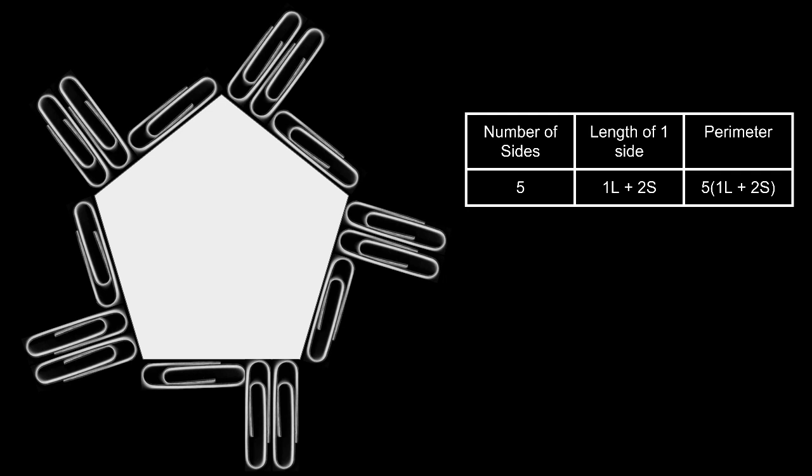So rather than counting all of the paper clips, we can express the perimeter as the total number of sides, 5, times the length of each side, 1L plus 2S, or in simpler terms, 5 longs and 10 shorts. Through repeated examples, students should discover the shortcut using the distributive property.